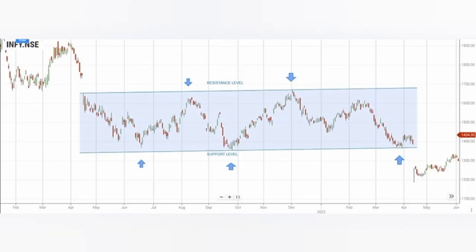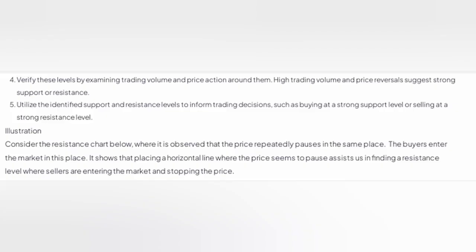Verify these levels by examining trading volume and price action around them. High trading volume and price reversals suggest strong support or resistance. Utilize the identified support and resistance levels to inform trading decisions, such as buying at a strong support level or selling at a strong resistance level.